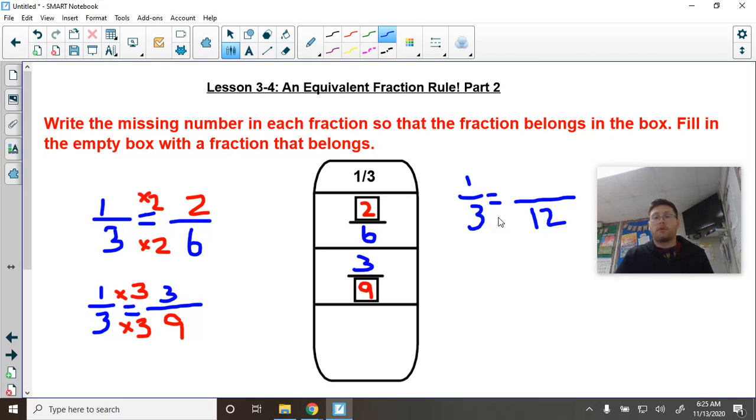Okay. So 3 times what equals 12? 3 times 4. So I do 1 times 4 because whatever I do to the bottom, I do to the top. So 1 times 4 is 4. So we would have 4/12.